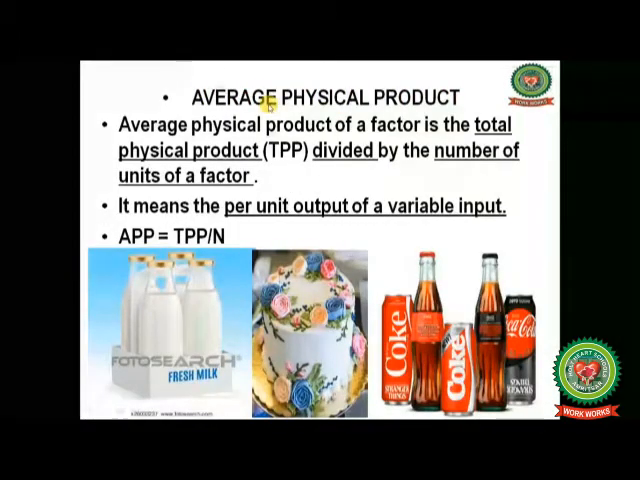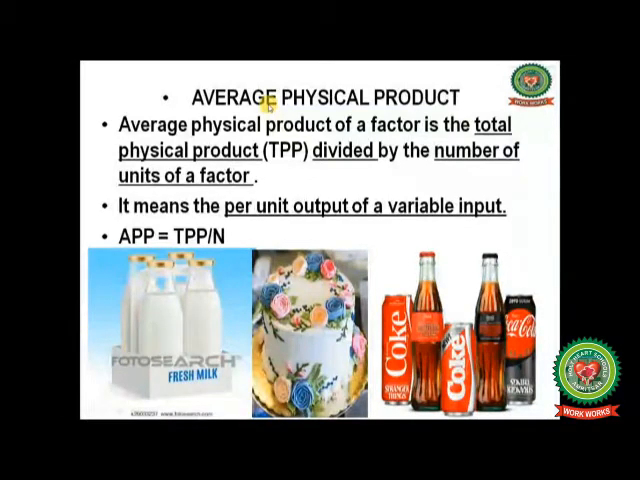Now next is average physical product. The same average product we can call average physical product. The average physical product of a factor is the total physical product divided by the number of units of the factor. So it means the per unit output of a variable input is equal to the average physical product, which equals the total physical product divided by the variable factor.